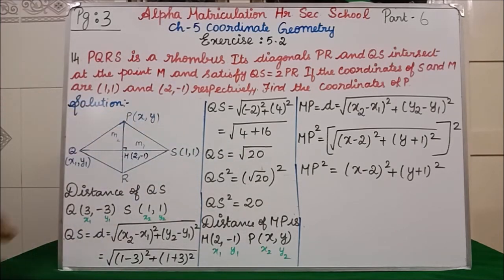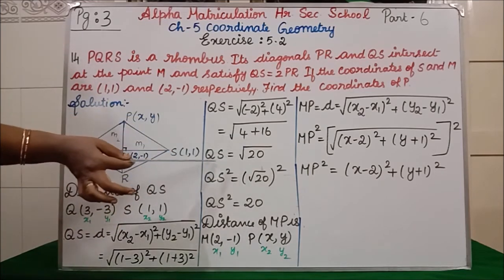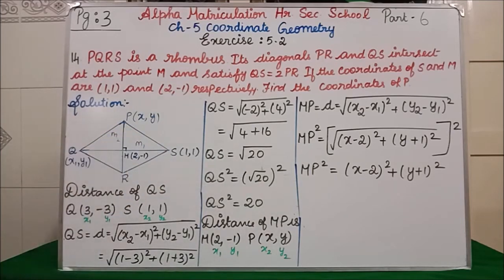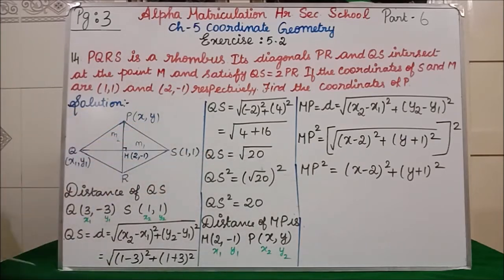Clear? Therefore, QS square is equal to, we are squaring on both sides. After this line, we are squaring on both sides. QS square is equal to square root of 20 the whole square. Clear? So QS square is equal to the square, and square root will get cancelled. So we are getting QS square is equal to 20. Clear? The next we are going to find the distance of MP.